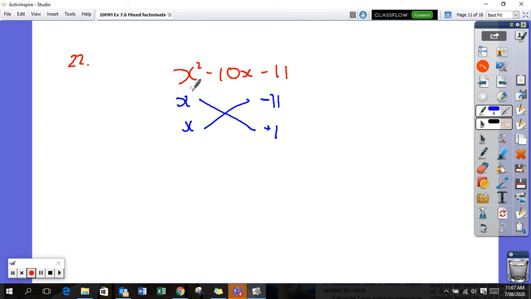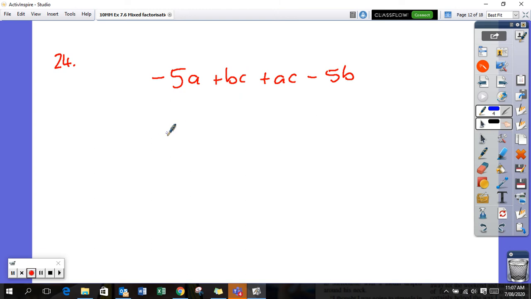Minus 11x plus 1x is minus 10x. So we're happy with that. So we group these together and we get x minus 11 bracket x plus 1. It's turned into a marathon.